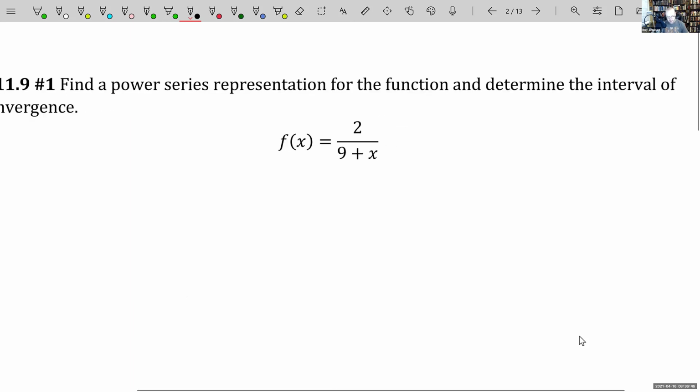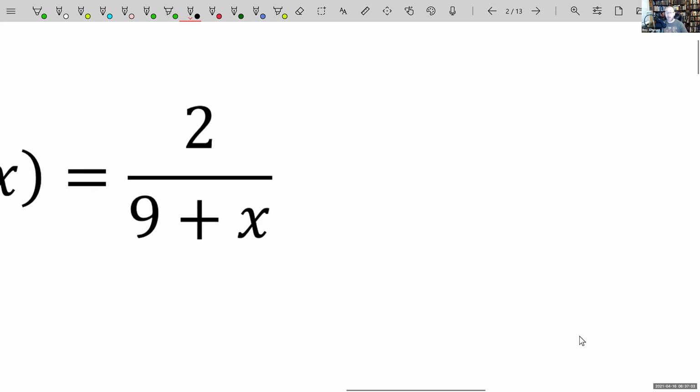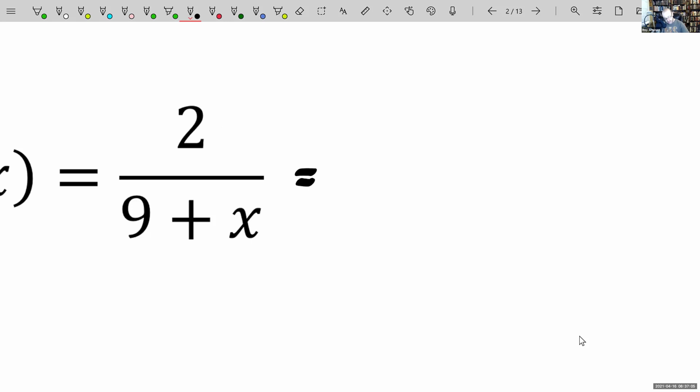Why? Because let's find a power series representation for this bad boy. This is f of x equals 2 over 9 plus x. It's not 1 over 1 minus x. I wish it were 1 over 1 minus x. That'd be great. Oh, you know what? It almost is. It's like 2 times 1 over 9 plus x.